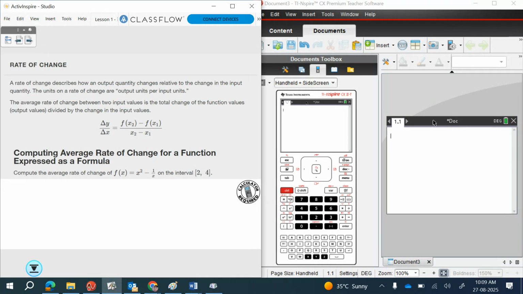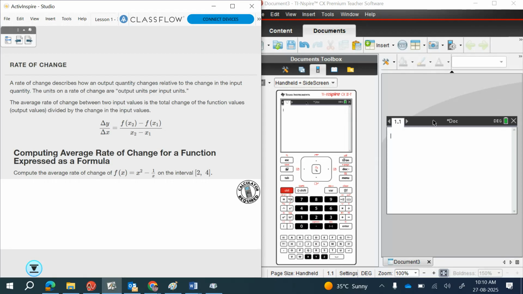So what we've told here is you should have seen this formula before in grade 8 and 9, average rate of change, or even just the gradient formula. You should recognize this one. So what we need to do is calculate the average rate of change on the interval 2 to 4 for this function. And we're going to use the calculator for this one.